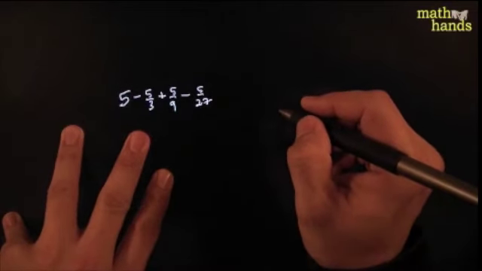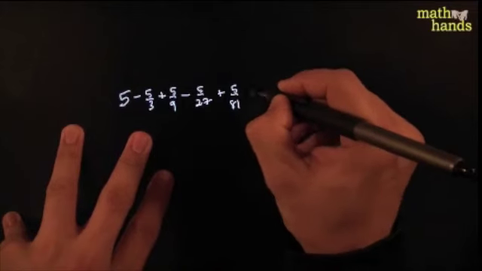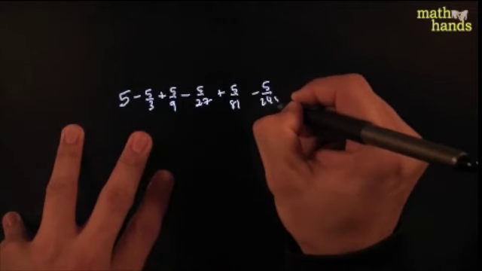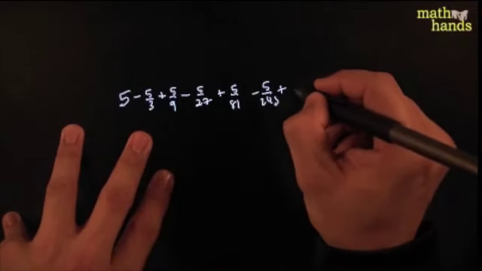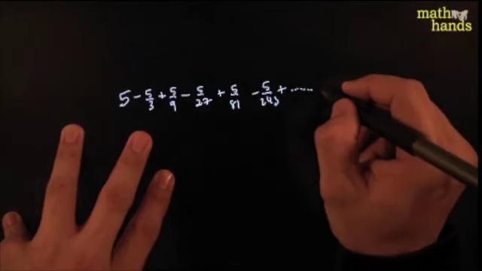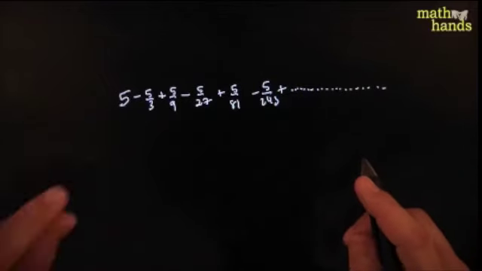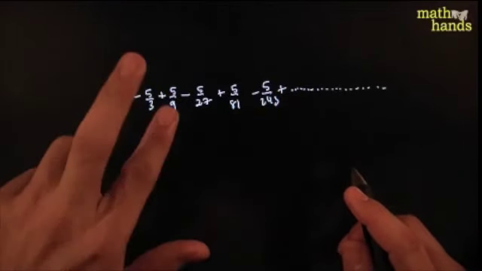Let's get a little crazy. And then what if you just went on, 5 over 81 minus 5 over 243? And what if you didn't stop? What if you just kept going for a few more terms? No, I take that back. What if you kept going on for infinity and beyond? Take that. Infinitely many little numbers that are oscillating, positive, negative.